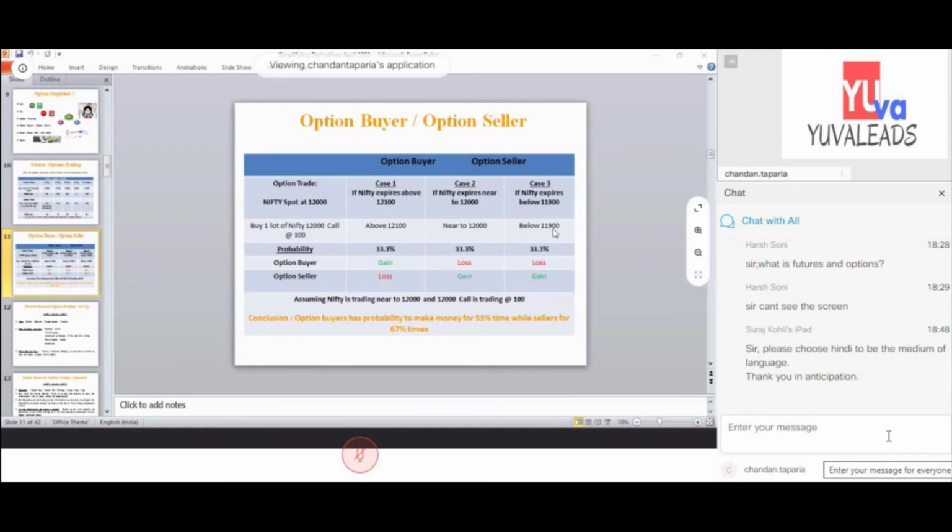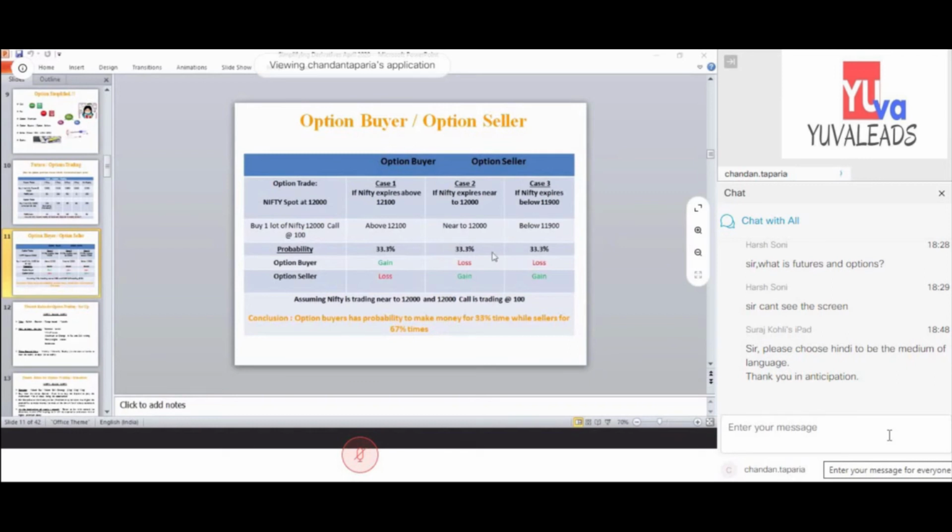So out of three scenarios, because the market may move only three ways, either upside, downside, or the same, the option buyer only makes money in one scenario. So as per the theory, the probability of making money for the option buyer is 33%, while the probability of making money for the option seller is 67%.